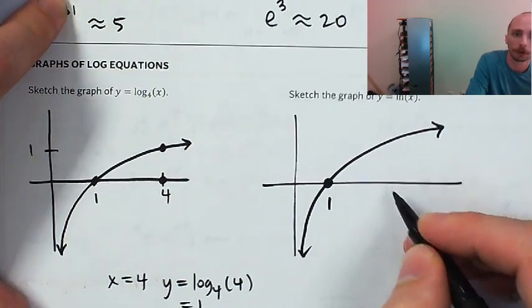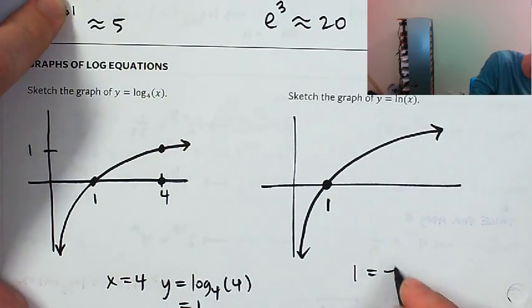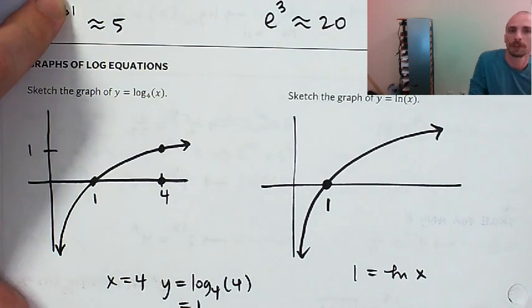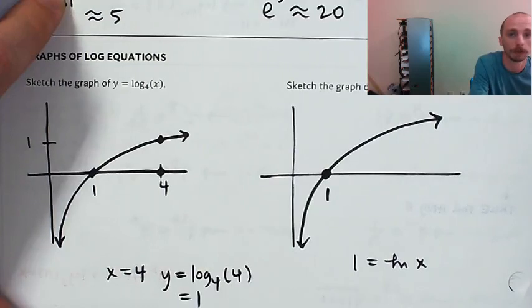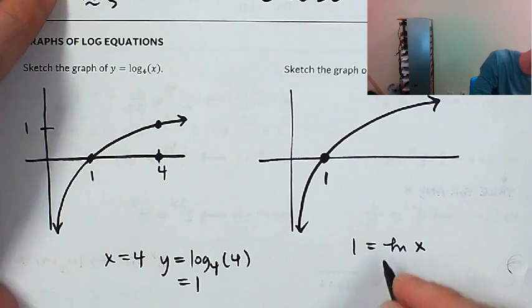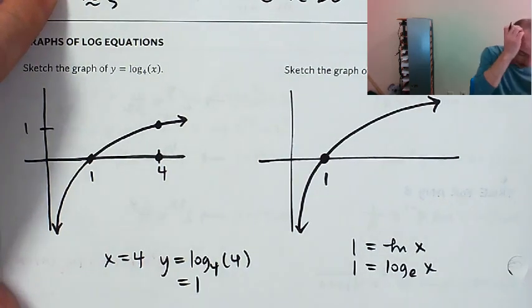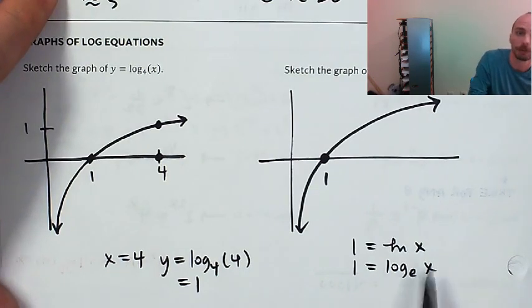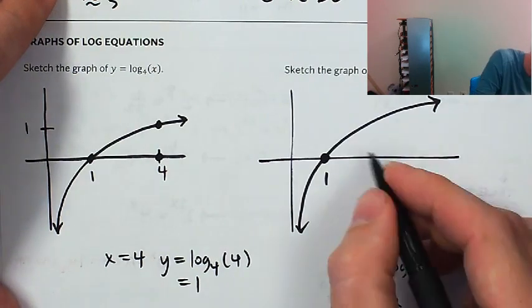But I need to figure out when does y equal 1? 1 equals natural log x. We're not really solving exponential equations yet, but you can always solve an exponential or log equation by going back to the definition of a logarithm. So 1 is log base e of x. Remember, we've done this: turn this into an exponential relationship. The base of the log is the base of the exponent. e to the 1, because the log is the exponent, e to the 1 equals x. So x equals e to the 1.